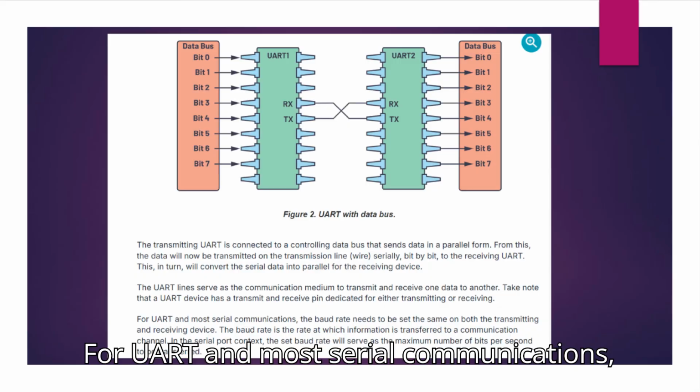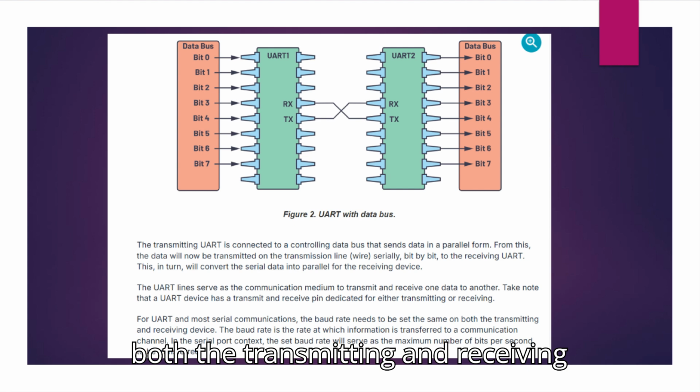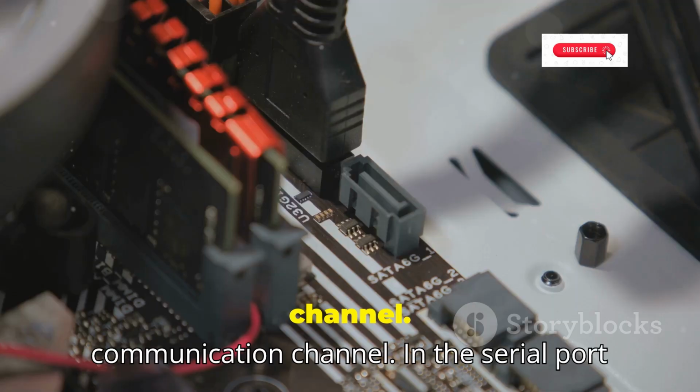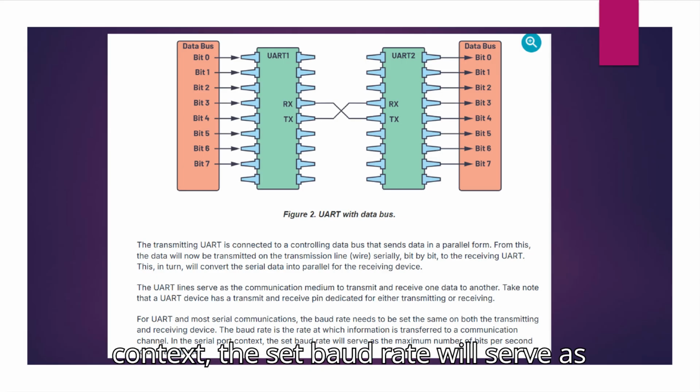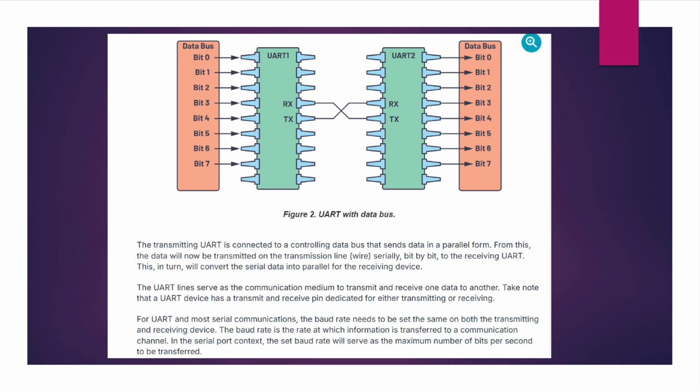For UART and most serial communications, the baud rate needs to be set the same on both the transmitting and receiving device. The baud rate is the rate at which information is transferred to a communication channel. In the serial port context, the set baud rate will serve as the maximum number of bits per second to be transferred.